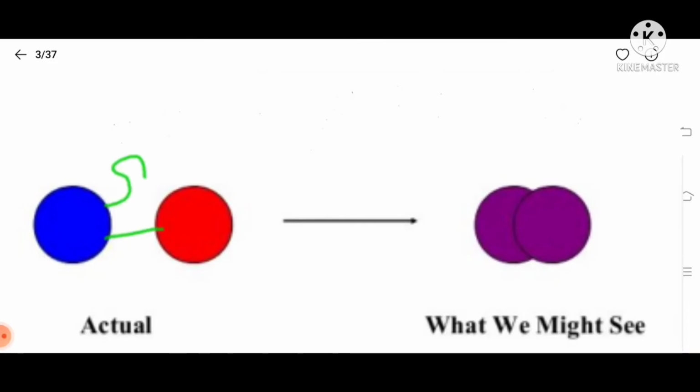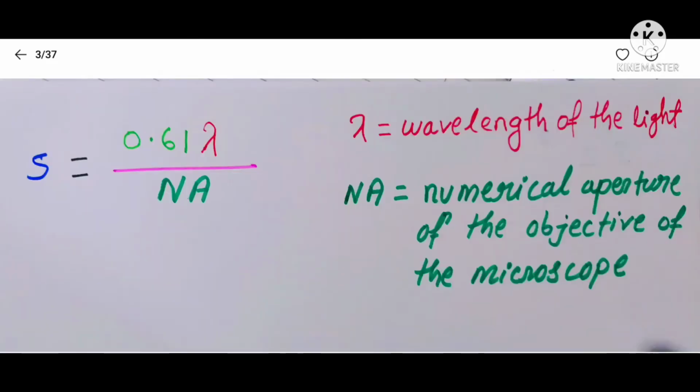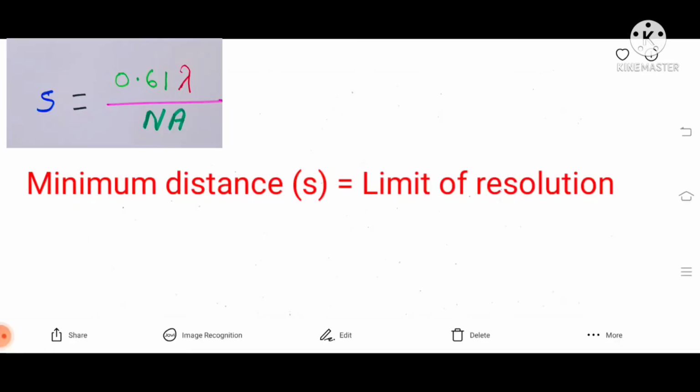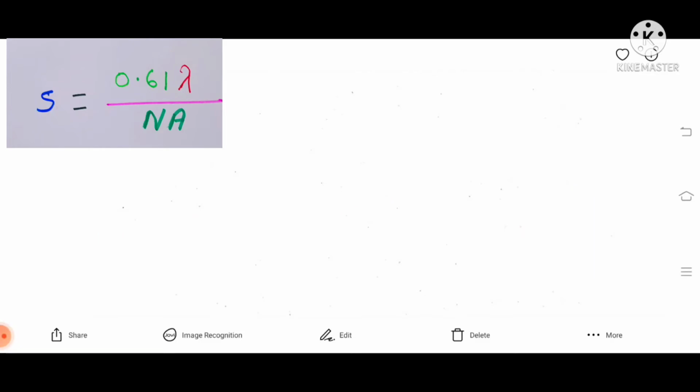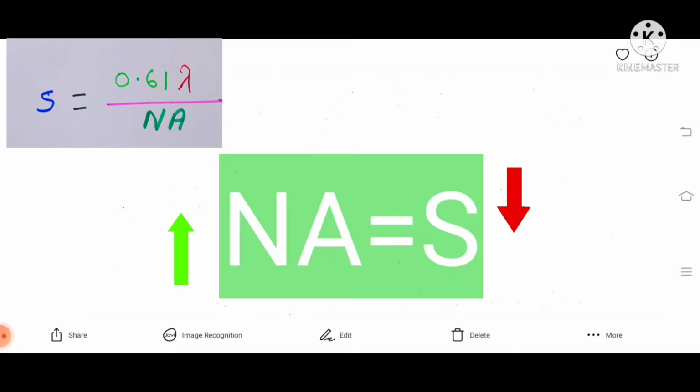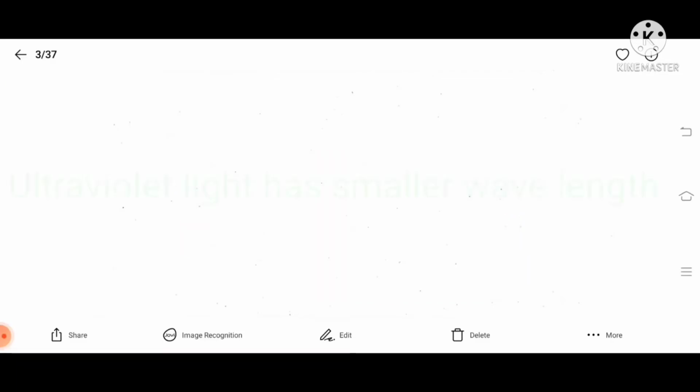The linear distance s between the two objects that is just resolved by the microscope is given by s = 0.61 λ / NA, where λ is the wavelength of the light used and NA is the numerical aperture of the objective of the microscope. The minimum distance s is called the limit of resolution of the microscope. The smaller the value of s, the higher the resolving power. The resolving power of a microscope depends on the numerical aperture of its objective. The greater the magnitude of NA, the smaller is the value of s, that is, the finer is the detail that can be observed.